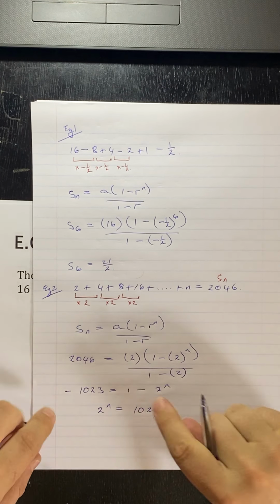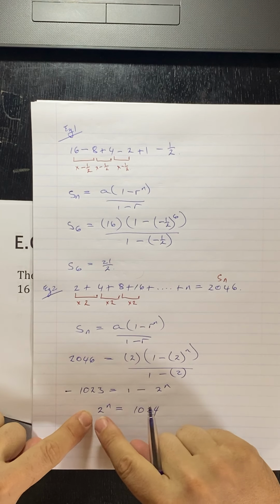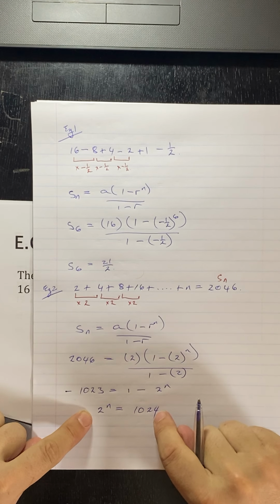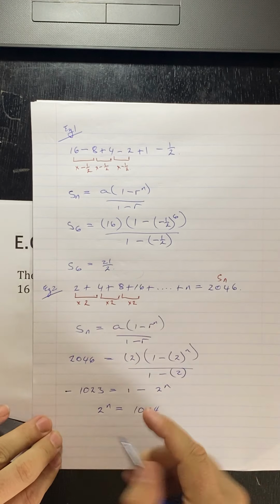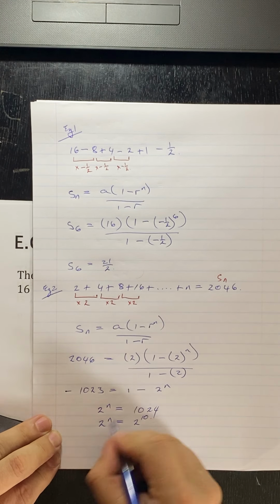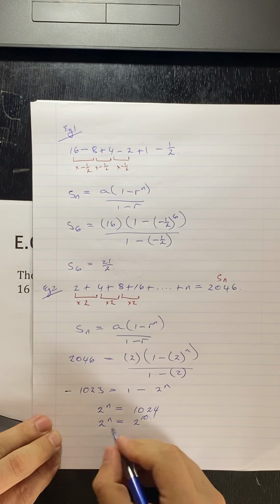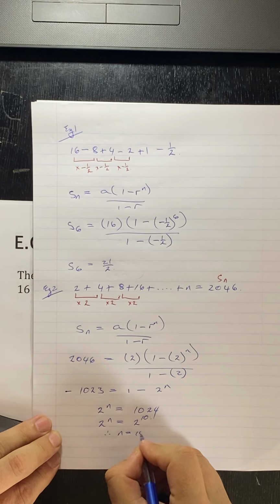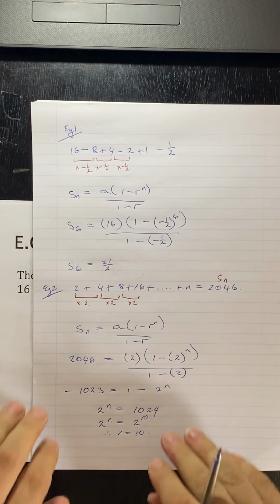Now this is going back to grade 9 work. You remember when you must get bases the same, so you need to prime factorize this number here, and we get 2 to the n is equal to 2 to the 10. Therefore, n is equal to 10. So we sum 10 terms there. Okay.